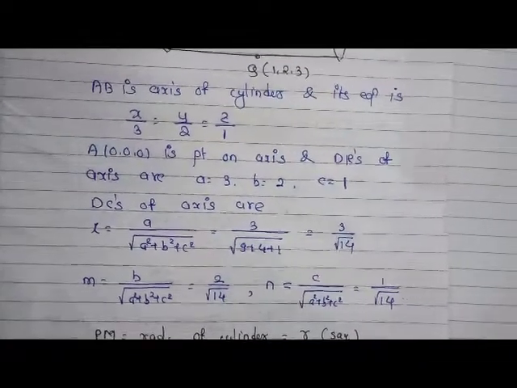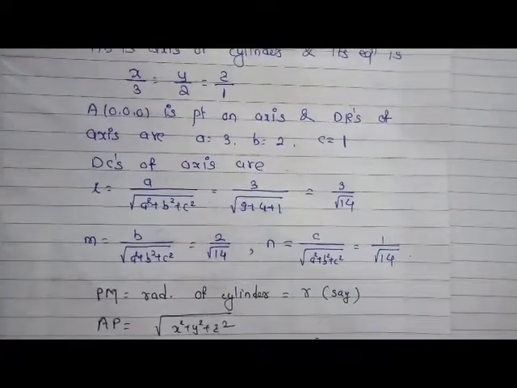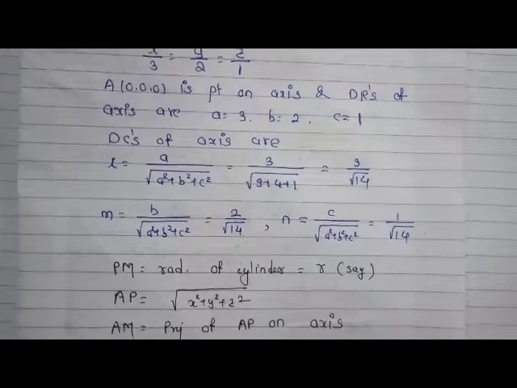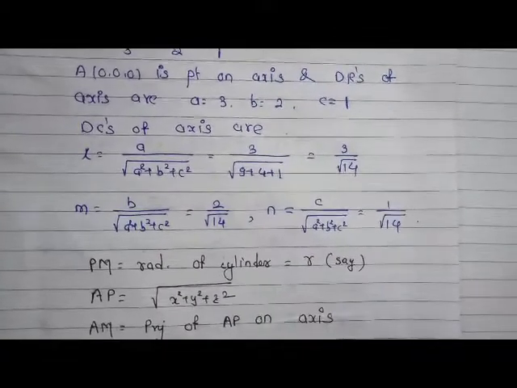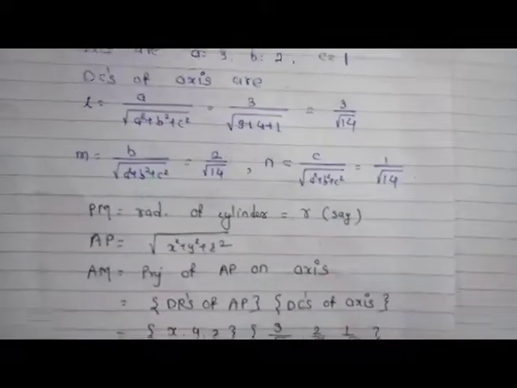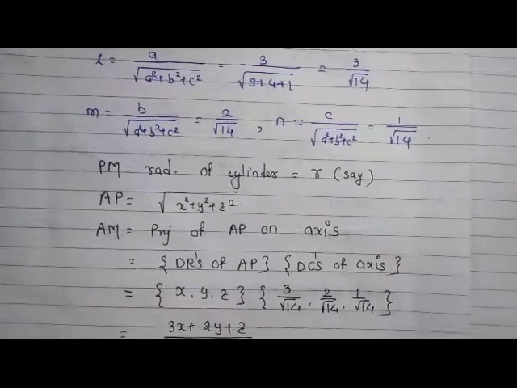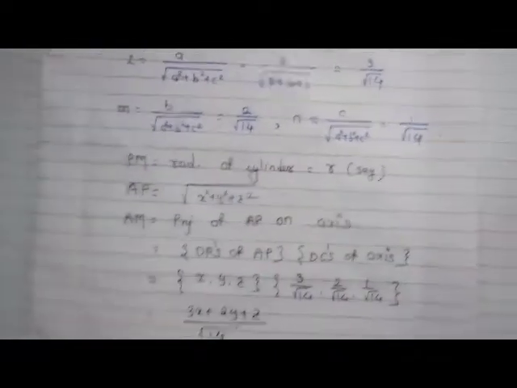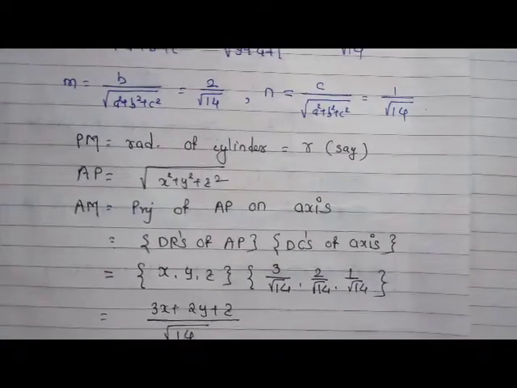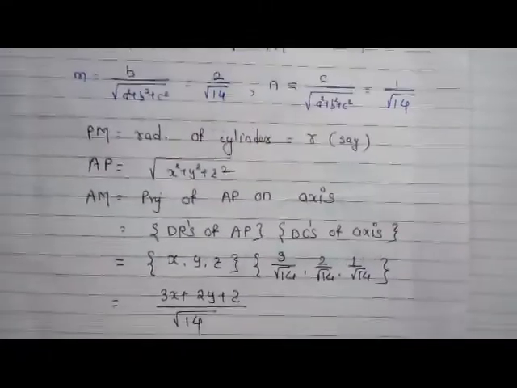Once direction ratios are known, we can find direction cosines of the axis. l equals a divided by square root of a square plus b square plus c square, so 3 by square root of 14, m equals 2 by square root of 14 and n equals 1 by square root of 14. Then PM is the radius of the cylinder and it is not given, so say it is equal to r. AP by the distance formula is the square root of x square plus y square plus z square. AM is the projection of AP on the axis, given by the direction ratios of AP, which are x, y, z, times the direction cosines of the axis. It is simplified to get the distance AM equal to (3x plus 2y plus z) divided by square root of 14.